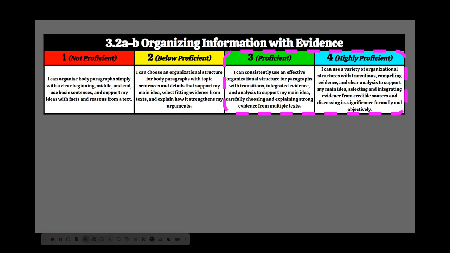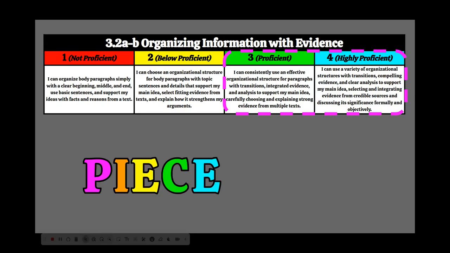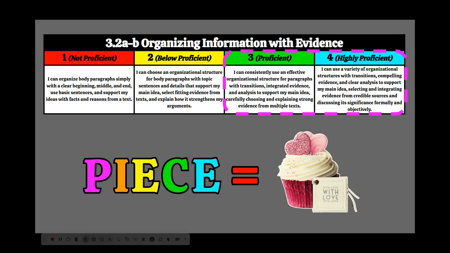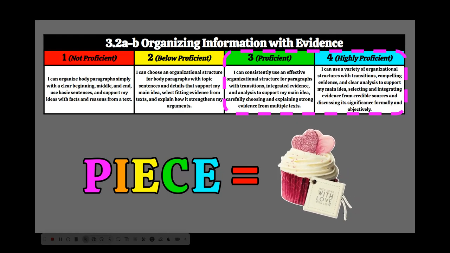Okay. So I know this was really long, and I'm sorry, but hopefully you have a little bit better understanding of the different parts of the PIECE paragraph. So when you write your body paragraphs, you can say you feel a lot more proficient, and maybe writing a PIECE paragraph from now on will feel like a piece of cake. So good luck writing your paragraphs, and I'll see you in the next video.